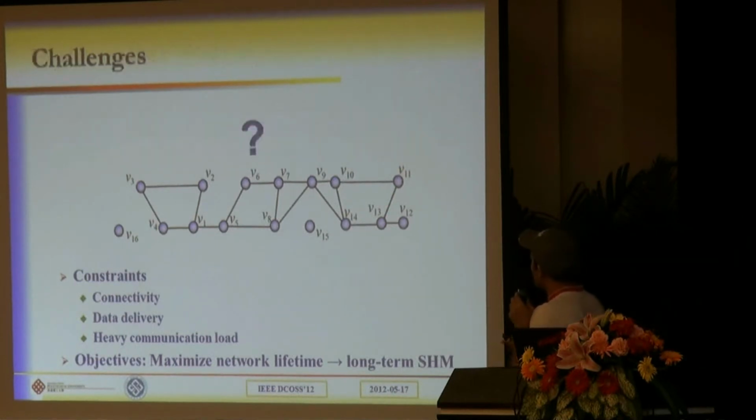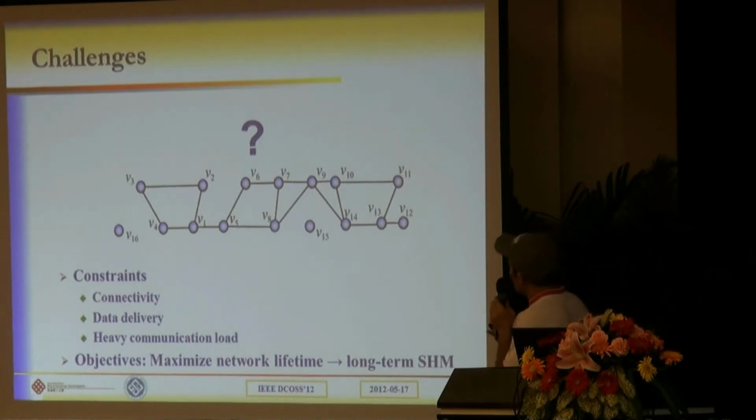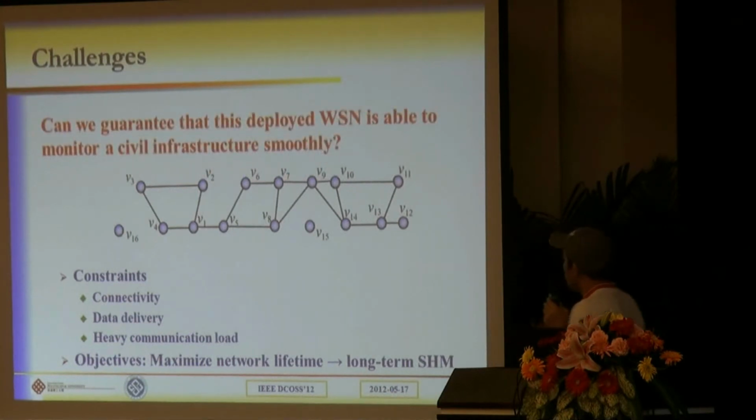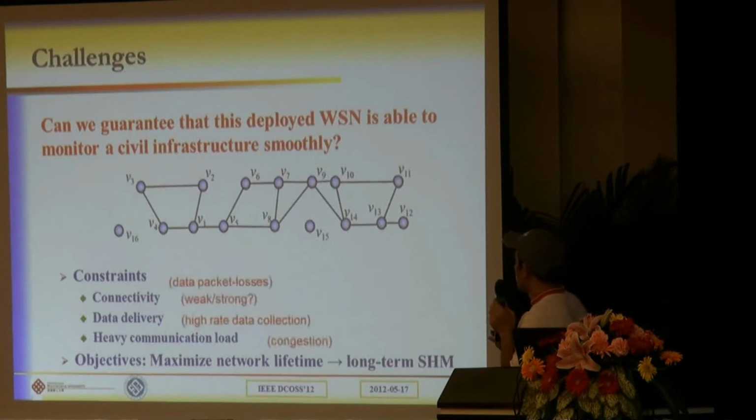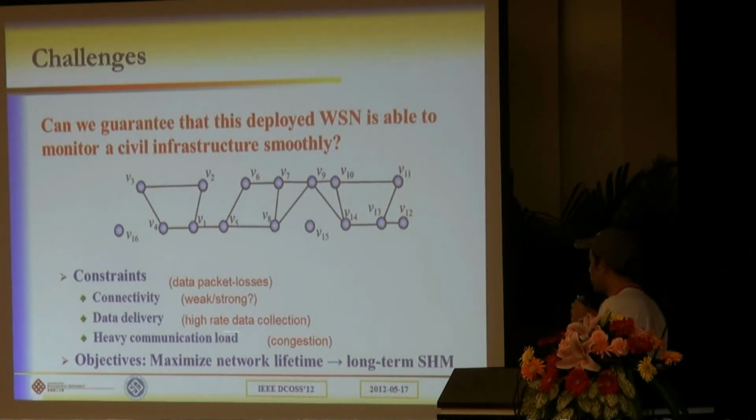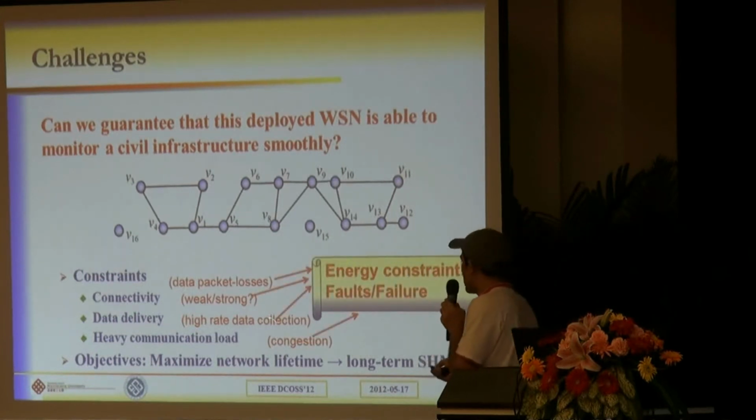Here, one question is whether we can really monitor the structure with this deployment. We need to guarantee that this deployed WSN is able to monitor a civil infrastructure very smoothly. There are more challenges: data packet losses, weak and strong connectivity, high rate data collection, congestion. These are things we need to care about, and they result in energy constraints and also faults and failures.